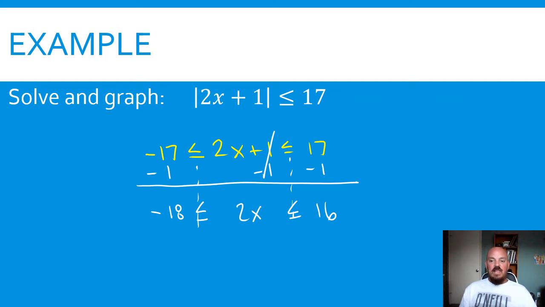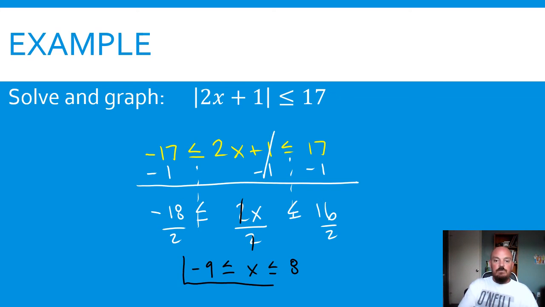Last step to get that x in the middle is to divide by 2. And just remember, I got 3 things to divide by 2. So for final answer here, negative 18 divided by 2 is negative 9. We have less than or equal to. In the middle, the 2's cancel and you get x. And then we have less than or equal to 16 divided by 2, which is 8. So there's my final answer.